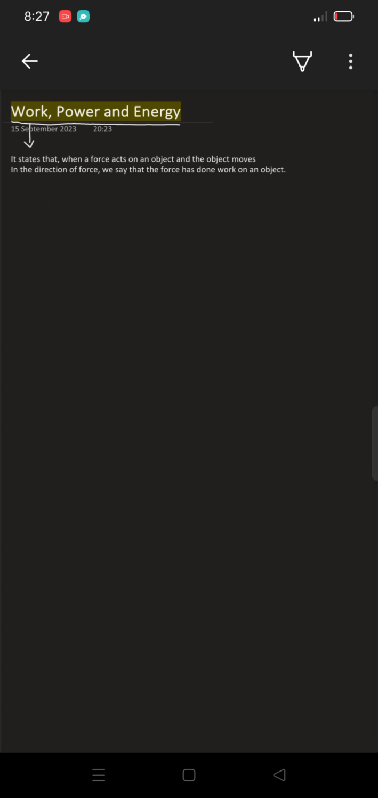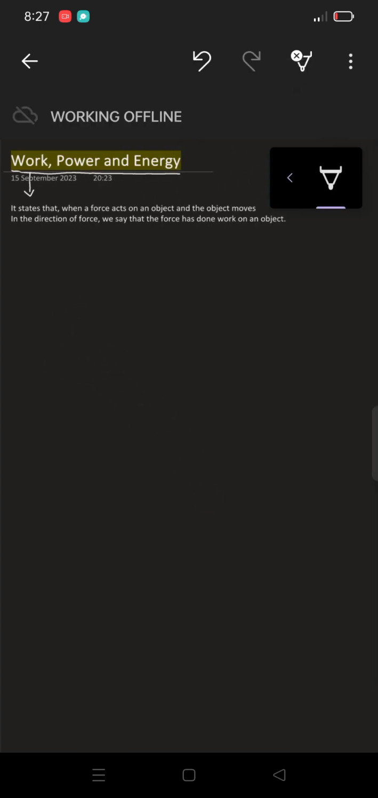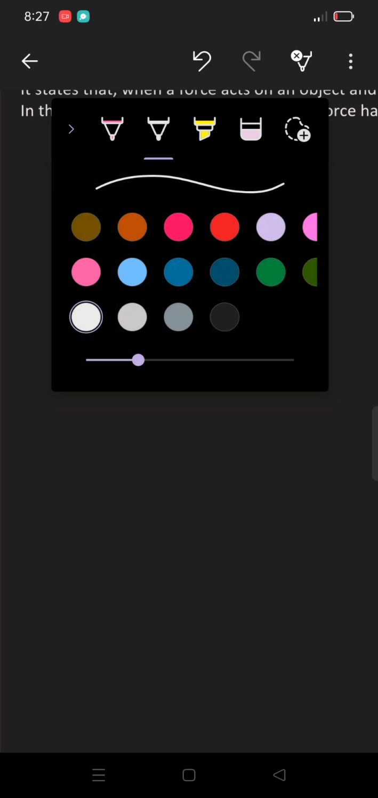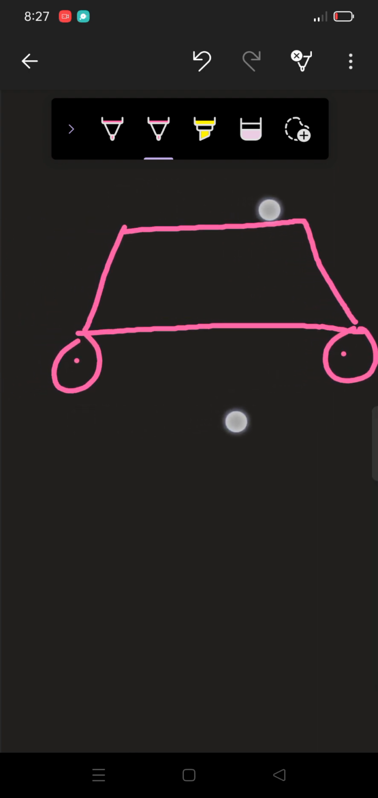Now, what does this mean? Let's understand this. It states that when a force acts on a body, and it covers displacement along the direction of a force, we say that force has done work. Basically, suppose I have one object, this car. Let me make the car here.